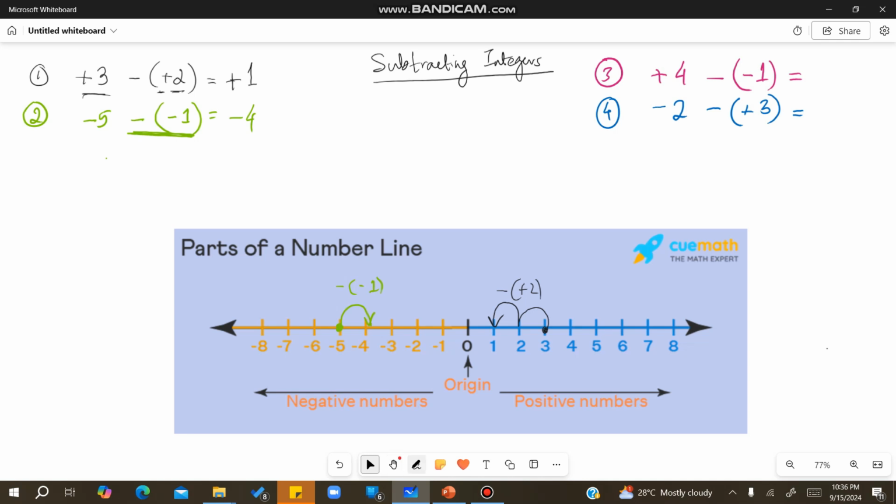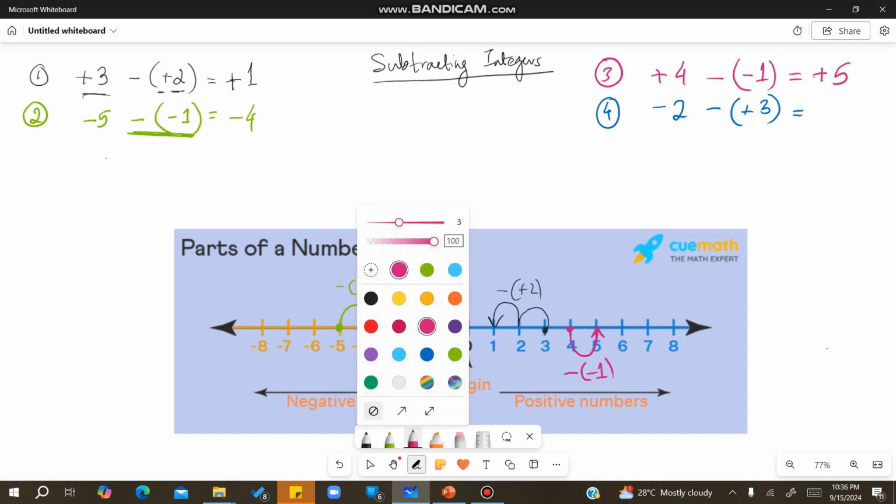Now, third example. This time we are at positive 4 and we are supposed to jump the opposite direction of minus 1. So we are right here at positive 4, and the opposite direction of minus 1 would be 1 jump towards the positive side. So this is your opposite direction of minus 1, which means you landed at positive 5.